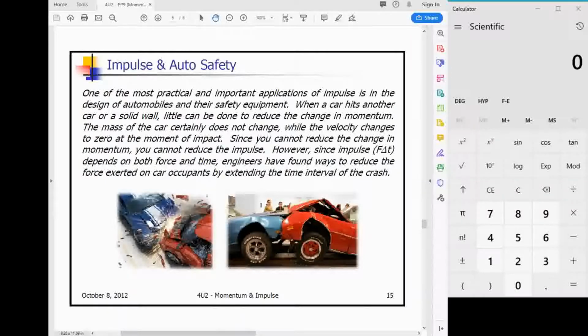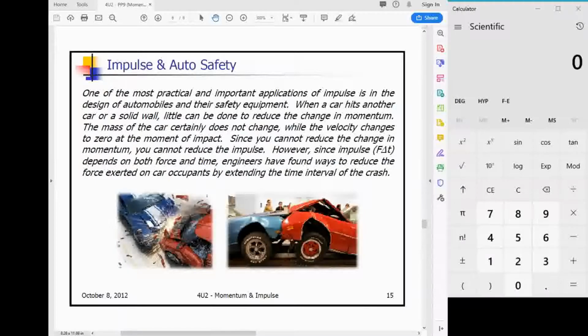Because our force is inversely proportional to the change in time, and because we divide by a very small number, we get a large number. If we can increase that time, then we can decrease the force applied. It's kind of difficult to change the momentum, because force is proportional to the momentum.